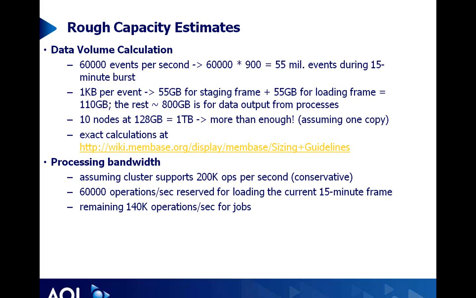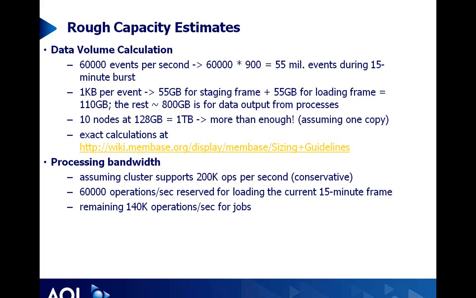In terms of data volume, we are at the rate of 5 billion events per day. We're looking at 60,000 events per second, which is about 55 million events during one 15-minute burst. At 1K per event, we are looking at about 55 gigabytes for the staging frame and 55 gigabytes for the loading frame. Those are two buckets that need to be pre-reserved on Membase. So that's about 110 gig. Assuming we have 10 nodes with 128 gig of RAM each, that's about 1 terabyte of cache. So we still have 800 gigabytes for data output from various processes running on the cluster.